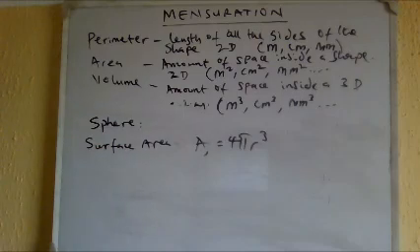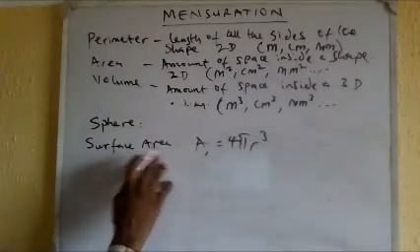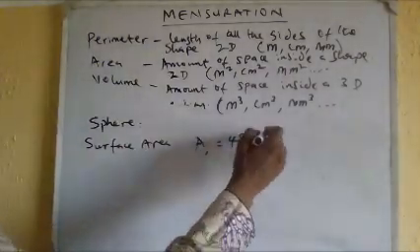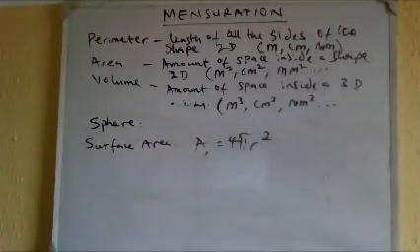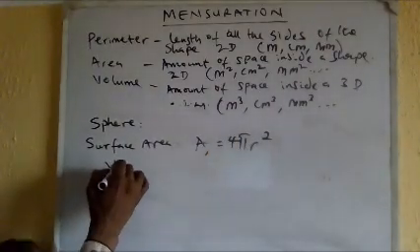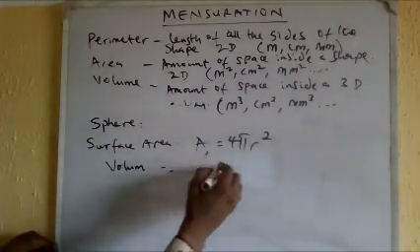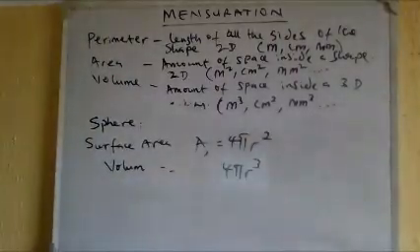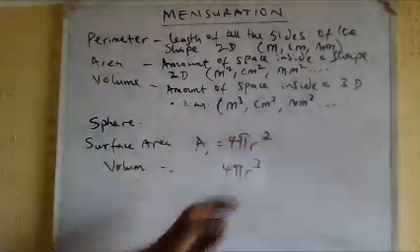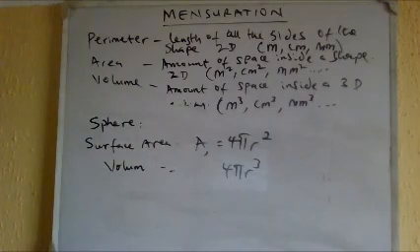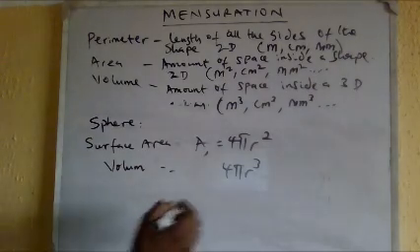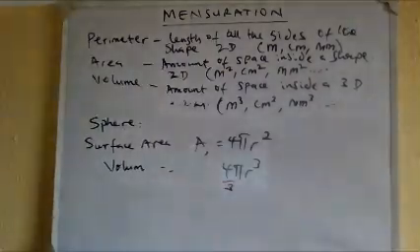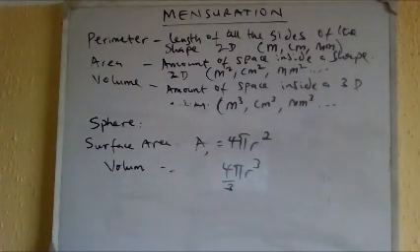Okay, this one is actually the surface area, but this is the sphere. 4 pi r square. And the volume of a sphere is 4 over 3 pi r cube. That's the difference. The surface area of a sphere is 4 pi r square, and the volume of a sphere is 4 over 3 pi r cube.